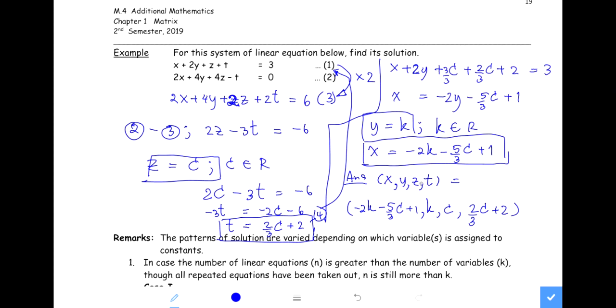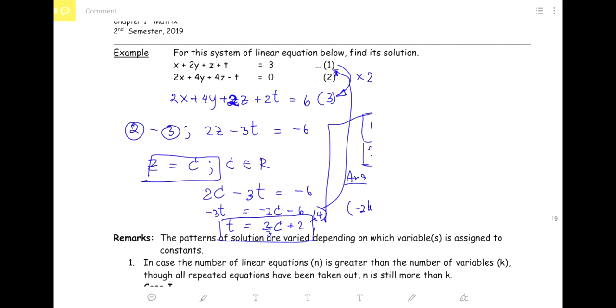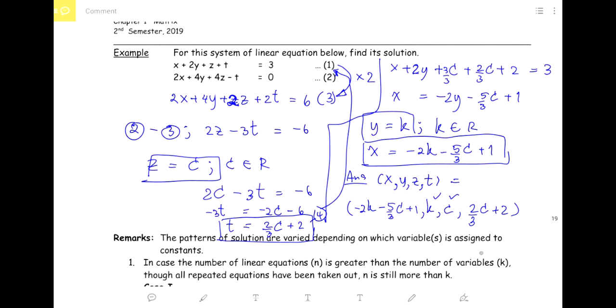So if you want to have the answer of this one, you have to think of any value of k and any value of c that you like, and you just have to substitute. So at the end, we know that we have infinite numbers of solutions.